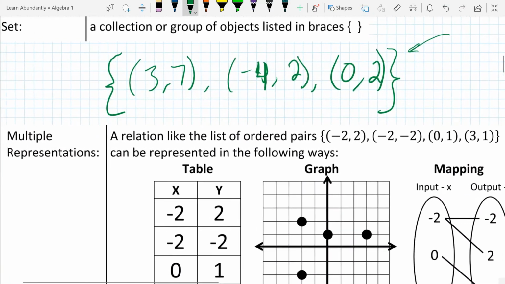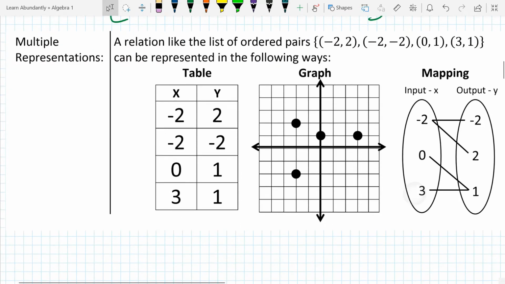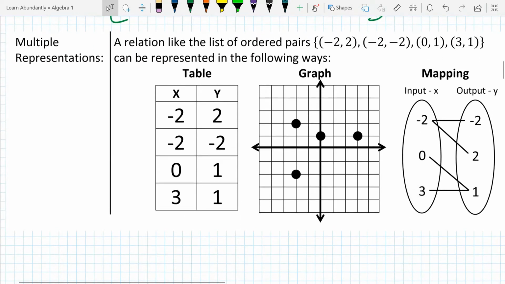Now, that is just one way to represent a relationship. We could write a list of ordered pairs, just like we just did. Or we could do a table, where we put an x and a y. That's kind of like a list of ordered pairs, except it's organized differently because the x's and the y's are next to each other, and then we stack them on top of each other instead of right next to each other. So not a big difference. Then we could have a graph.